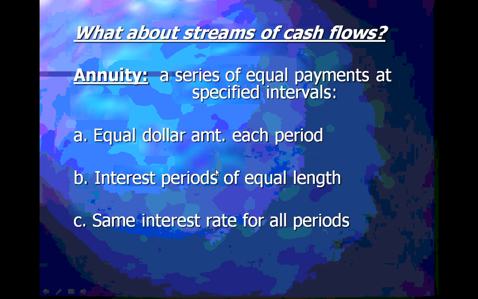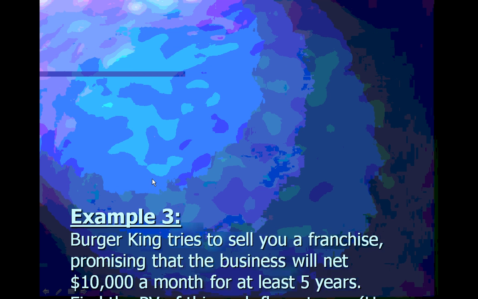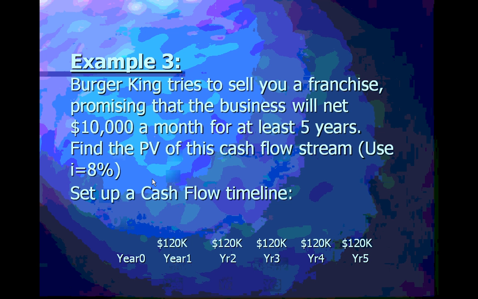And you've got to have the same interest rate for all periods. So you must understand, for it to be an annuity, all three of these conditions must be met. Annuities are very valuable because here's a typical business example. If you're trying to buy a franchise and the people selling it to you say, don't worry, the business is going to net 10 grand a month for at least 5 years, you've got to find the present value of this cash flow stream at 8%.